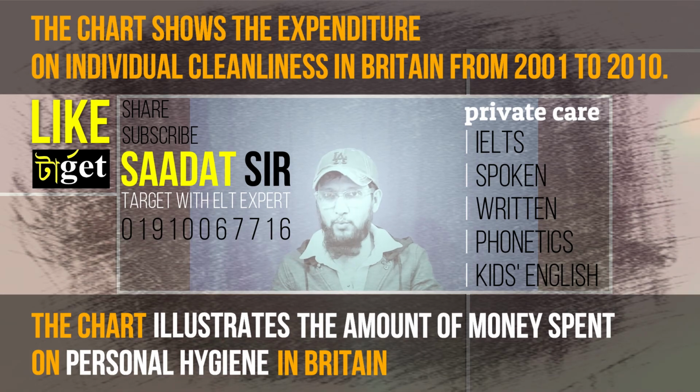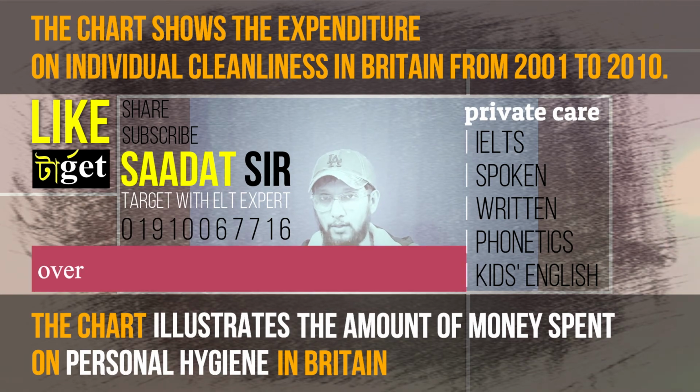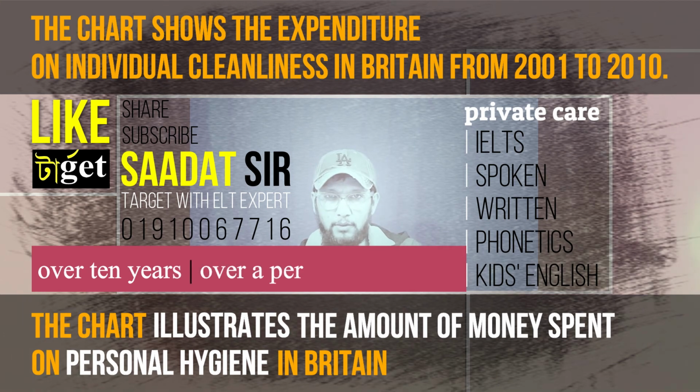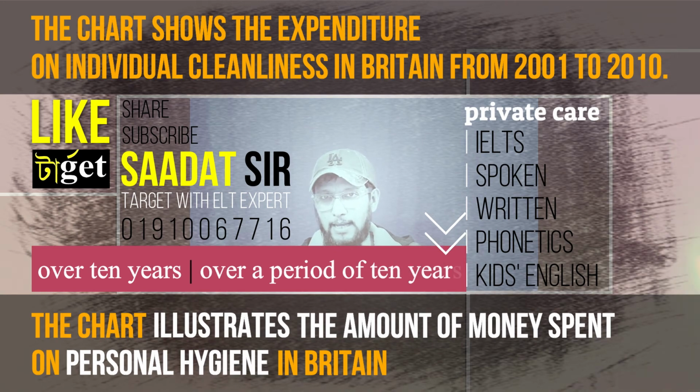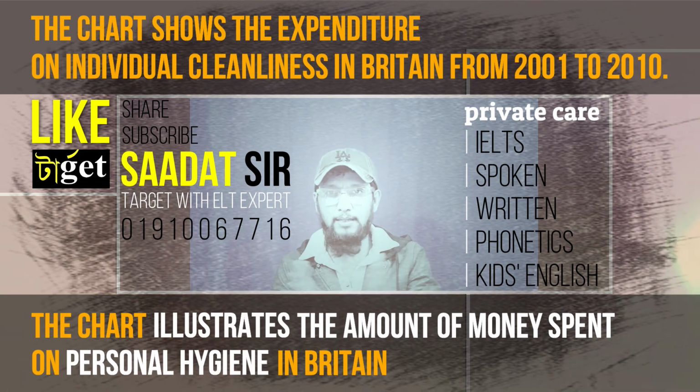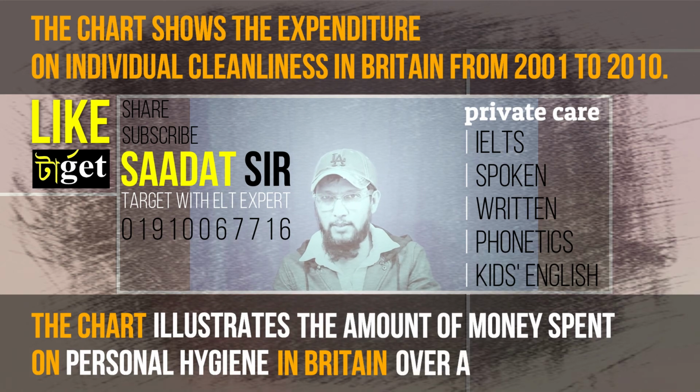There is one last question: when? So the answer is from 2001 to 2010. So in other words, we can say over 10 years, or in other words, we can say over a period of 10 years, or you know, there is a word decade. 10 years and decade, same thing. Decade means dashok, so we can say over a decade as well.